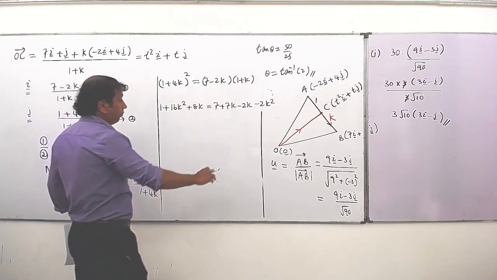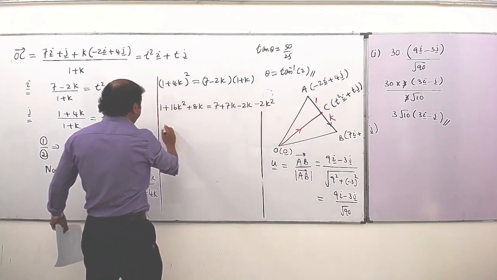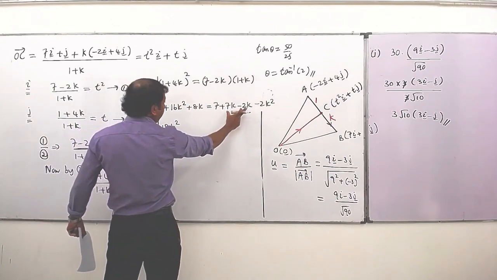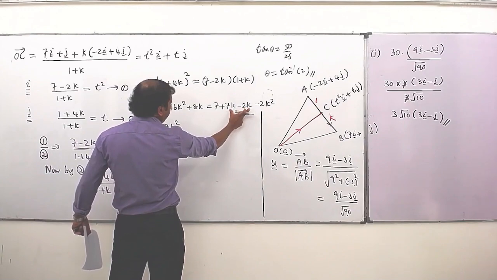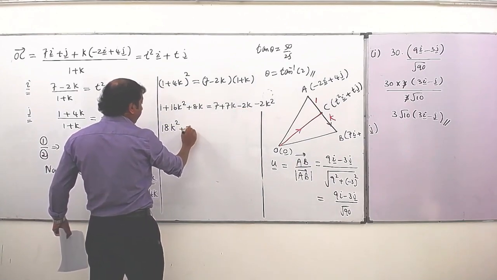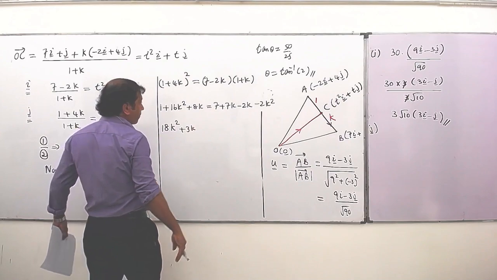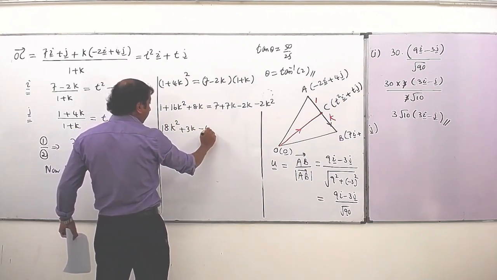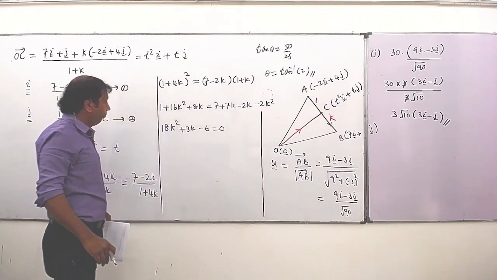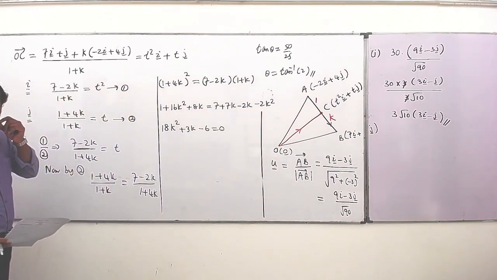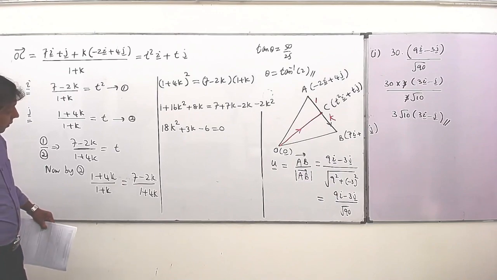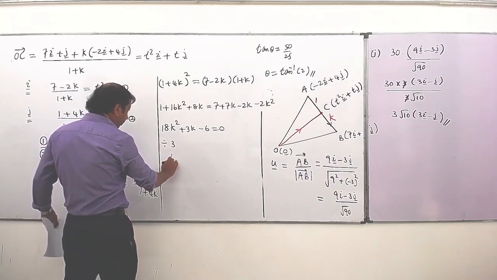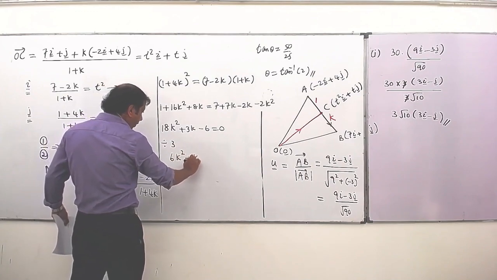Then take these terms to this side. 18k squared. Here we get 5k. Take this side, 3k. Here, take this side, minus 7, minus 6 equals 0. This way we get, right? 6k squared, yeah, we can divide this by 3. 6k squared plus k minus 2 equals 0.